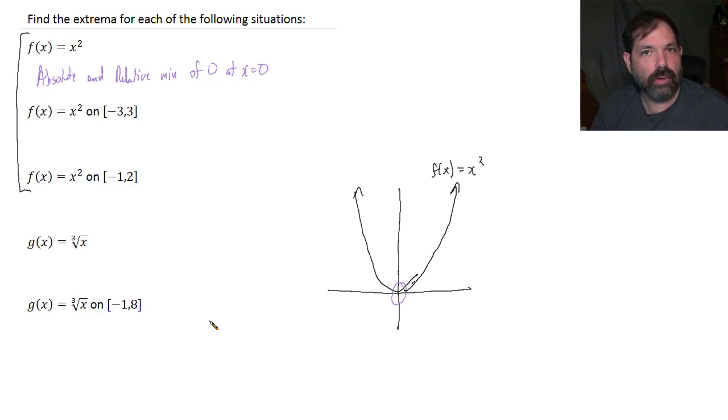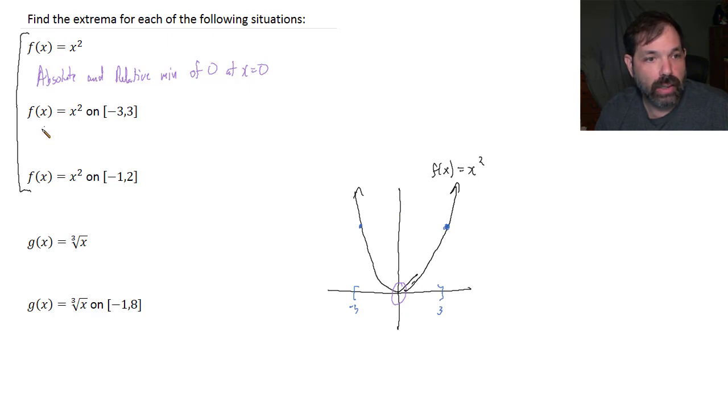However, if we change the function a little bit, if now we only look at the function x squared on the interval -3 to 3, well, that changes things. If we look from -3 to 3, we now have definite endpoints. And notice that f of -3 would be 9, and f of 3 would also be 9.